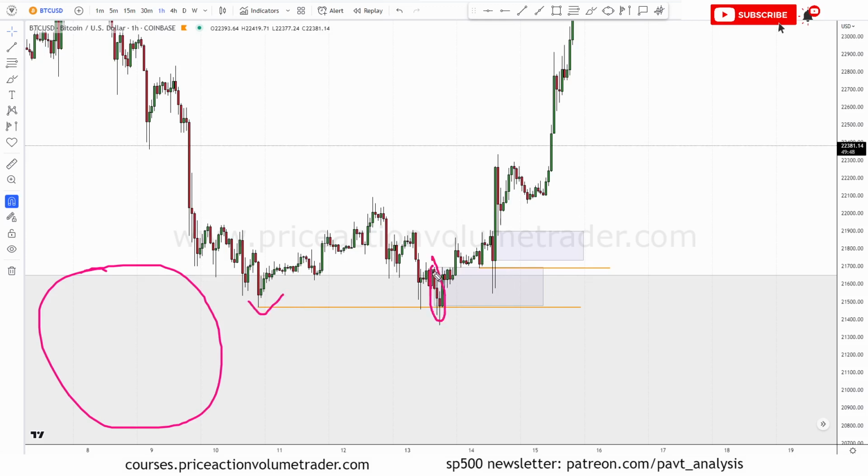Last move down before a push up that shifts market structure right here and right here. And then we're just basically pulling back now into these blocks that we're forming. And we're just continuing with the trend right here. Okay?